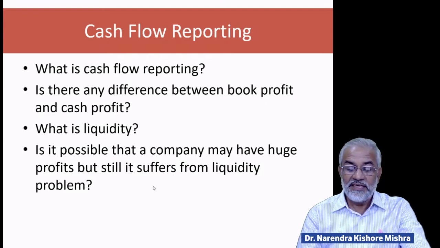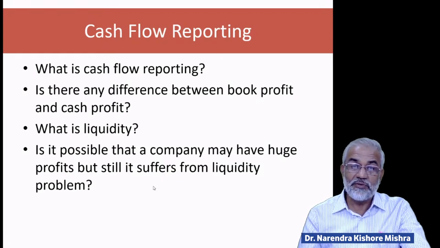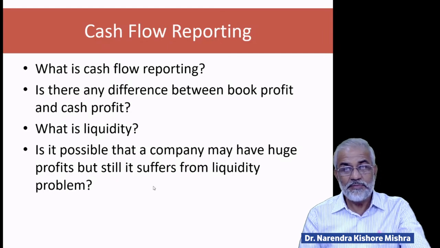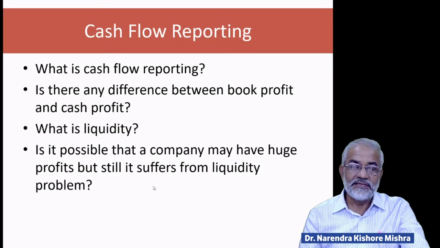But if a part of the sale is a credit sale, that means the sale is effected, but it gives rise to debtors because the money has to be collected on a subsequent date. When that takes place and that collection stretches beyond the financial year, then what will happen? To that extent, there will be a shortfall of cash between the book profit and the cash profit.